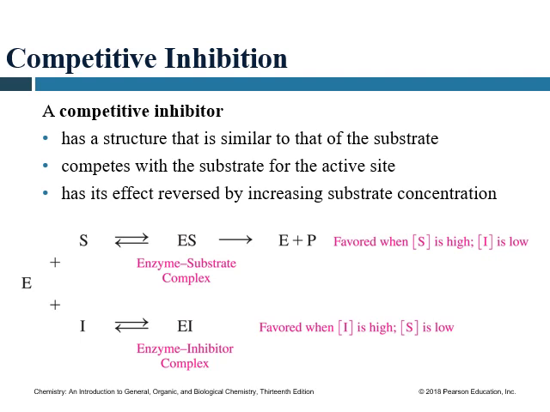Now we're going to talk about two types of reversible inhibition. One is called competitive inhibition. The second one is non-competitive inhibition. We're going to talk about both of them separately. Let's start with competitive inhibition.